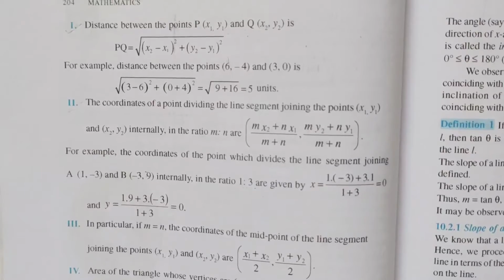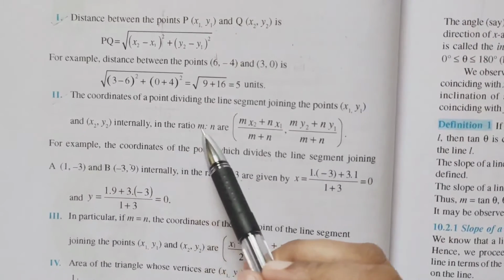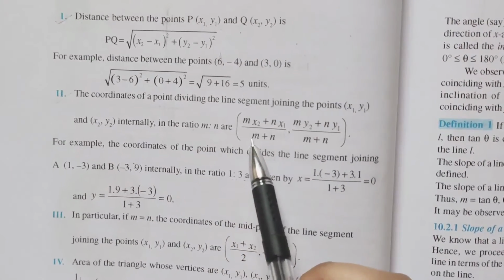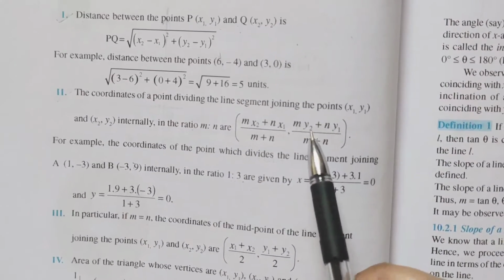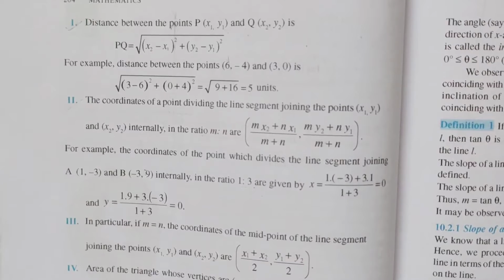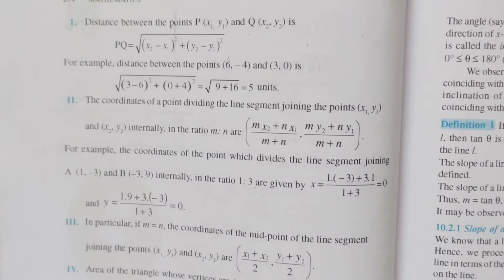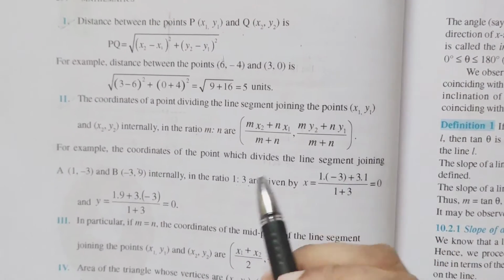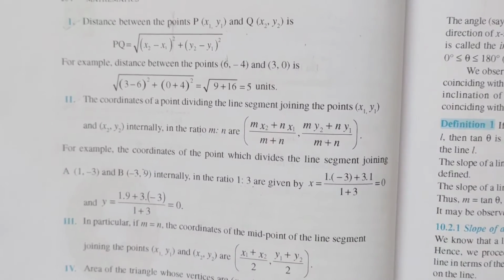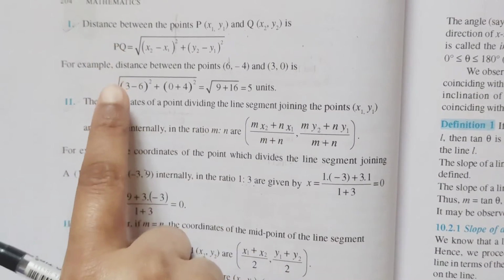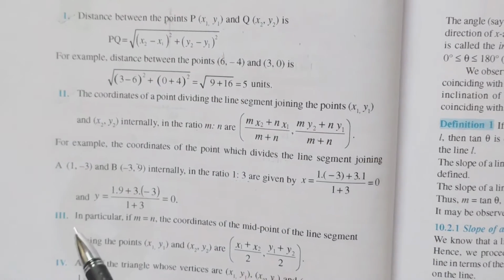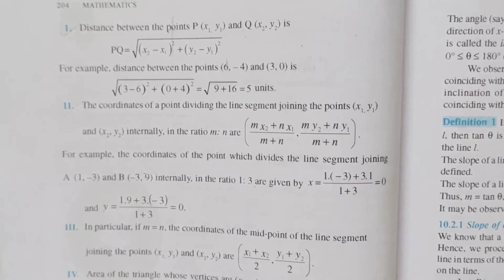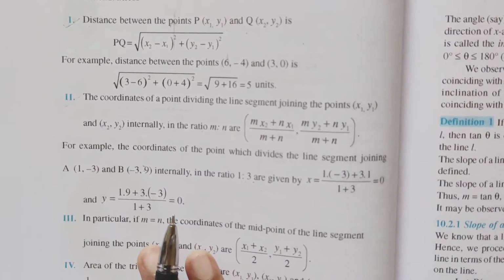Okay, this one. And the coordinates of a point dividing the line segment joining the points x1 y1 and x2 y2 internally in the ratio m is to n is given by mx2 plus nx1 divided by m plus n, comma, my2 plus ny1 divided by m plus n. Okay, internally. If it is externally, then m minus n comes here. Even with an example they have shown. So first write everything, your basic formulas, on the first page in your introductory part.